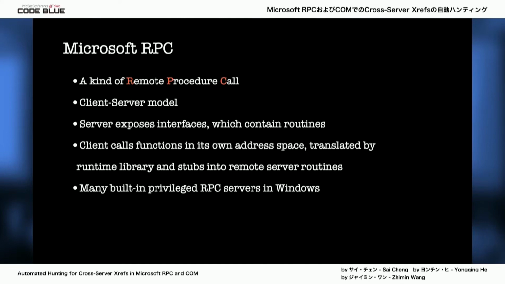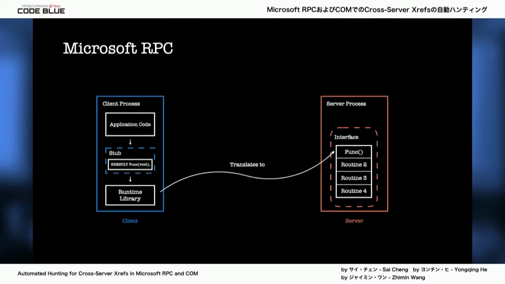About MSRPC, it's a kind of remote procedure call defined by Microsoft. The interface exposed by the server contains a set of RPC routines that can be called remotely by the client. The client calls the stub code in its own address space, and then the stub and the RPC runtime library handle communication, parameter marshalling and unmarshalling, and calling the actual function implementation. And this figure roughly shows how MSRPC works.